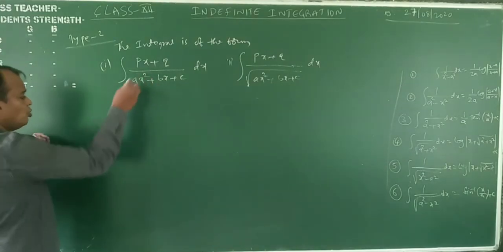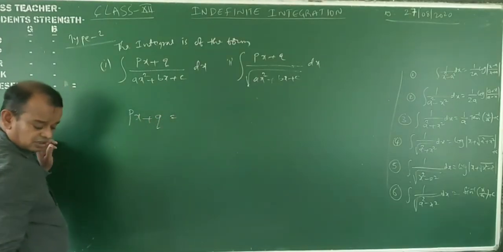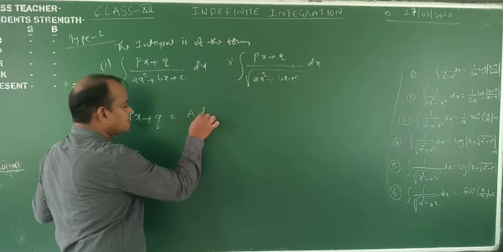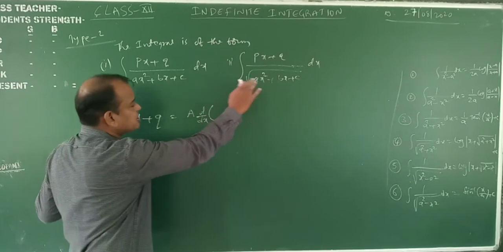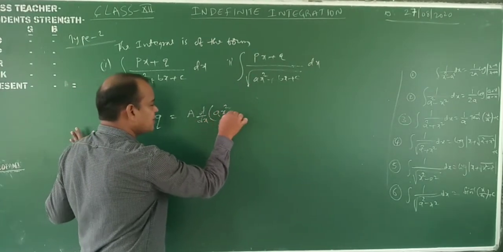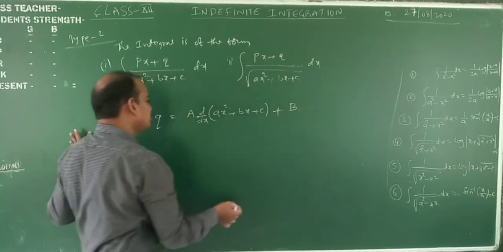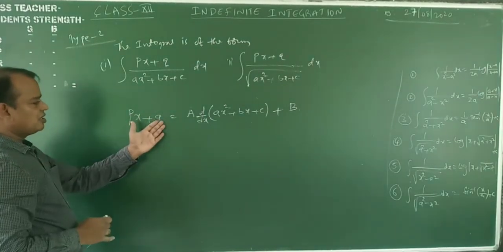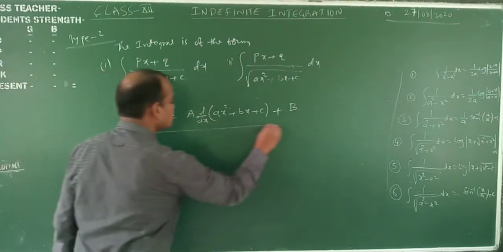Now here the numerator is px plus q, and the working rule is: px plus q is equal to A into d by dx of the quadratic expression, not the root, whatever it may be. We cannot take the root. The quadratic expression is ax square plus bx plus c, plus another constant B. After differentiation, we compare the coefficients of x and the constants. We can find the values of A and B. Okay, my dear, this is the process.